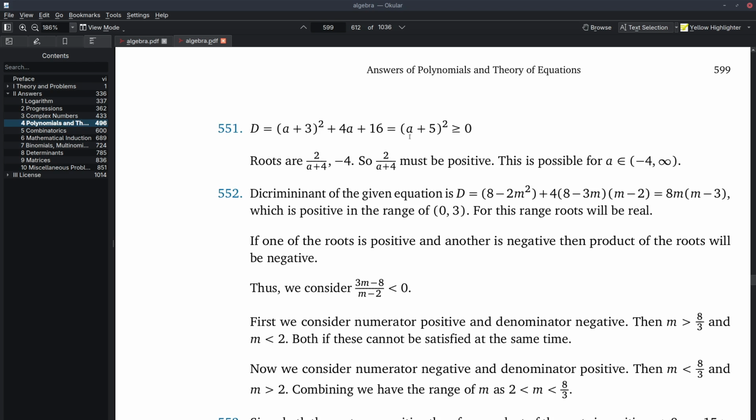Okay, so discriminant, and you put that. All right, so 2 by a plus 4 must be positive, and this is possible for all the values of a lying between -4 and infinity.